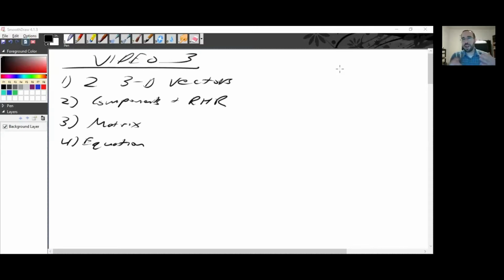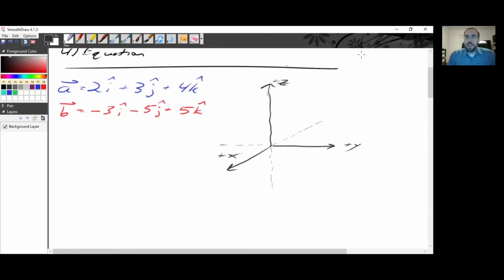And then I'm just going to write out an equation for you that you can memorize if you want to, but I'd really like you to understand some of where this is coming from. So let's get started with the two three-dimensional vectors. All right, these are the two vectors we're going to look at. This is A, 2 in the x, 3 in the y, 4 in the z. And B has some negative components to it. Negative 3 in the x direction, negative 5 in the y direction, but still positive 5 in the k direction.